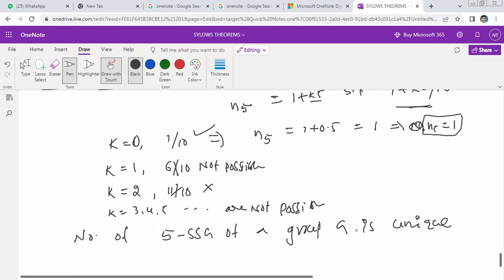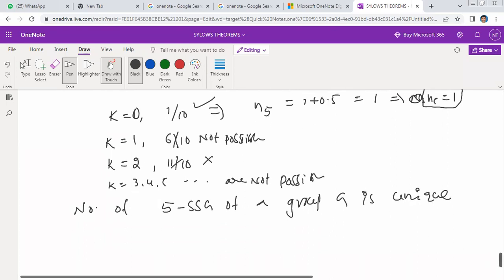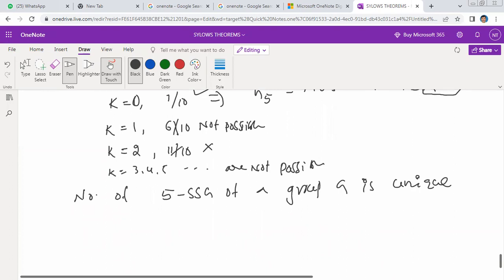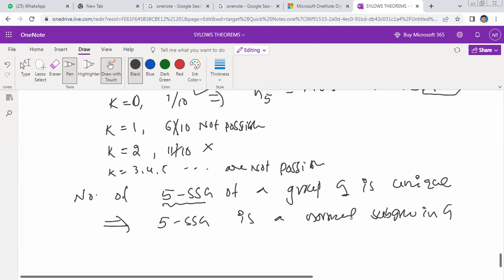The number of 5-Sylow subgroups of a group G is unique. If there is only one, what did we say? It is a normal subgroup. Which one is normal? Is G normal? Since it is the 5-Sylow subgroup, it is normal. Hence the 5-Sylow subgroup is a normal subgroup in G.